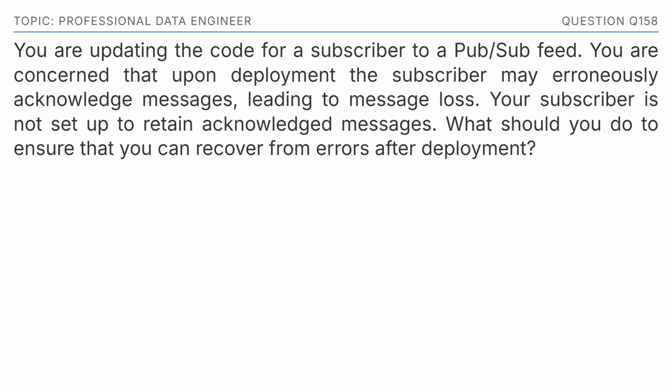You are updating the code for a subscriber to a Pub/Sub feed. You are concerned that upon deployment the subscriber may erroneously acknowledge messages, leading to message loss. Your subscriber is not set up to retain acknowledged messages. What should you do to ensure that you can recover from errors after deployment?